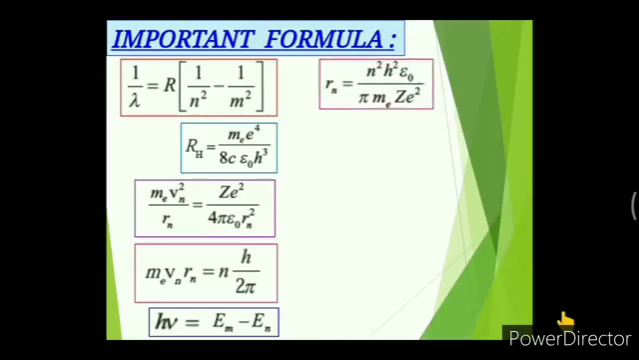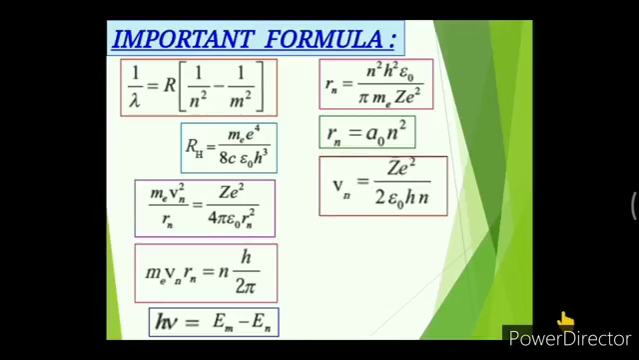Then next, from the expression to determine the radii of the Bohr orbit, we have the formula rn is equal to n square h square epsilon naught upon pi me z e square. The same we can write as rn is equal to a0 into n square, where a0 is nothing but h square epsilon naught upon pi m z e square. Then the velocity of the revolving electron in any orbit can be determined by using the formula vn is equal to z e square upon 2 epsilon naught h n.